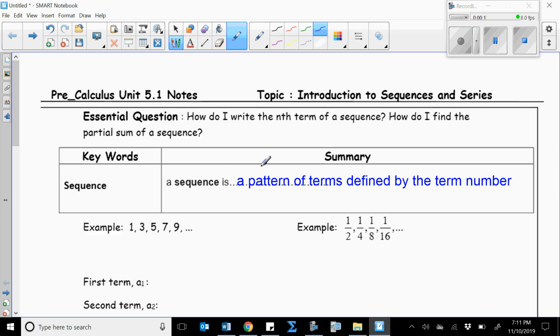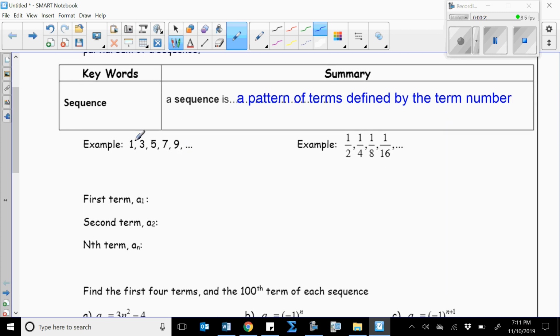Basically, a sequence is a pattern of terms defined by the term number. For example, here we have a sequence 1, 3, 5, 7, 9, and so on. So this will continue. The first term is 1, the second term is 3, the third term is 5. So based on the term number, we have a pattern which is actually repeating for each term here.